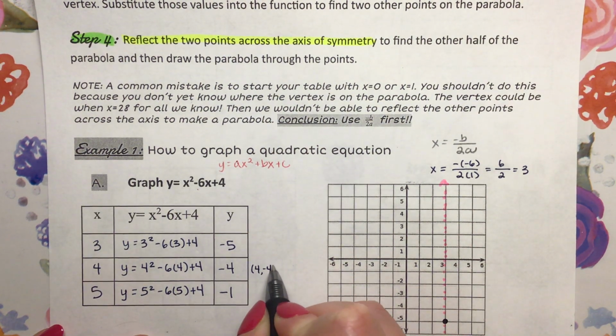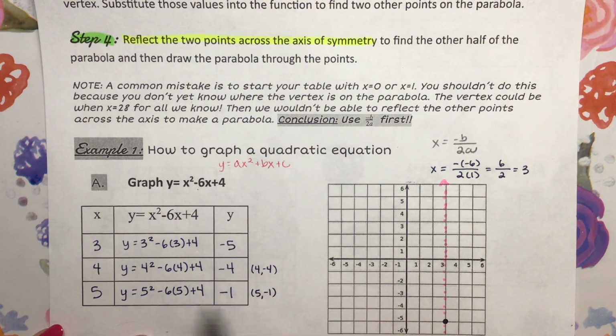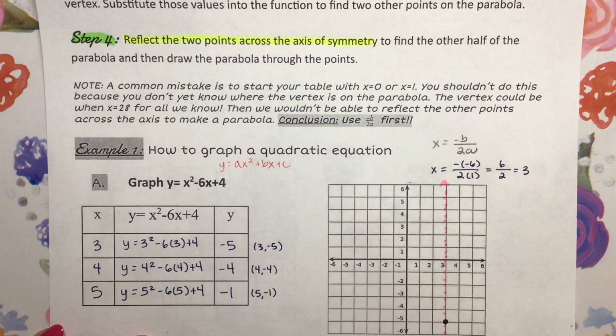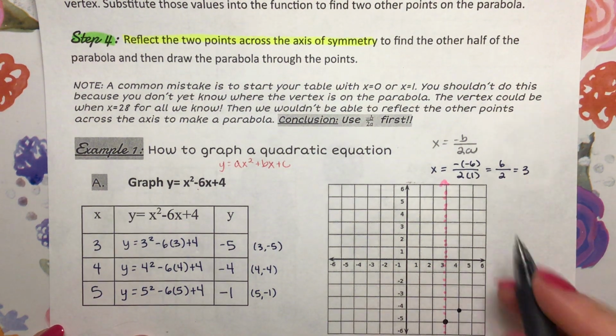If you need to pull them over here to the side, then you can, because I know sometimes it's hard for people to read it from the table. So I already graphed my 3, negative 5. Let's graph the 4, negative 4. So over 4, down 4. And then let's go over 5, down 1.